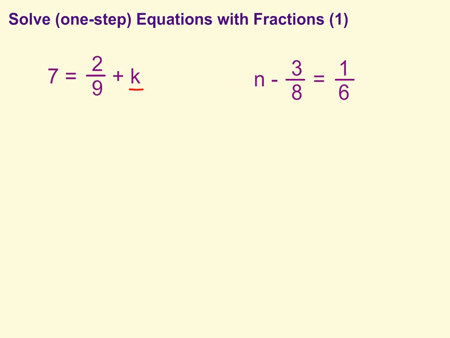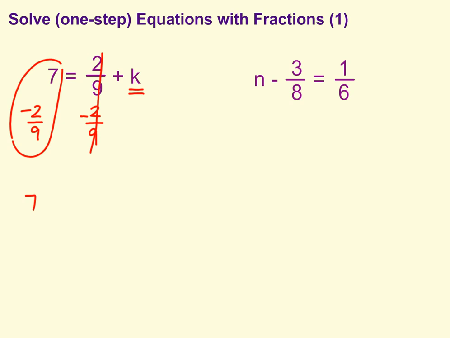We're trying to get k alone, which means whatever is on the same side as k has to go to the other side. We are adding a 2/9, so the opposite of adding 2/9 is going to be to subtract 2/9. So we will subtract 2/9 from both sides. Those cancel, so we have k alone. Now we just have to do this math over here.